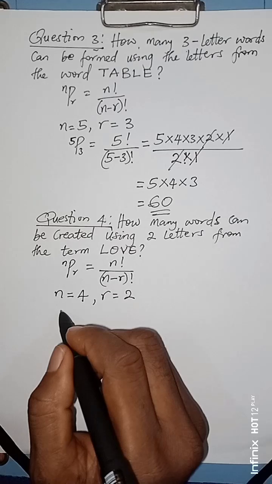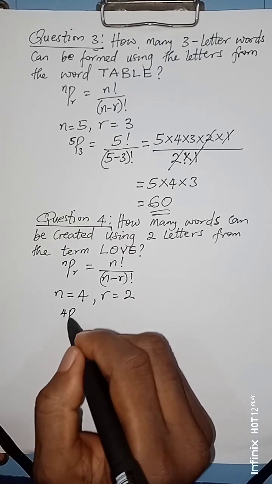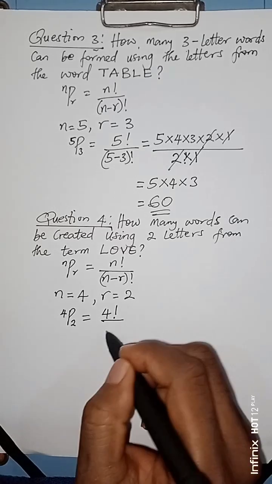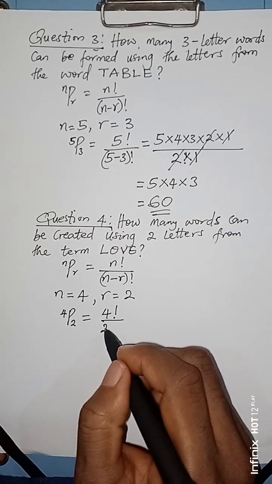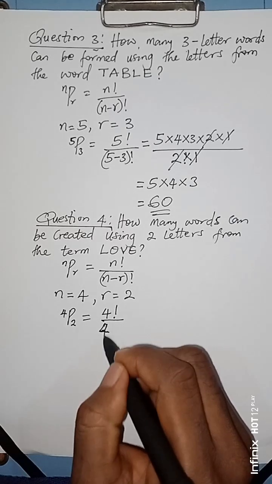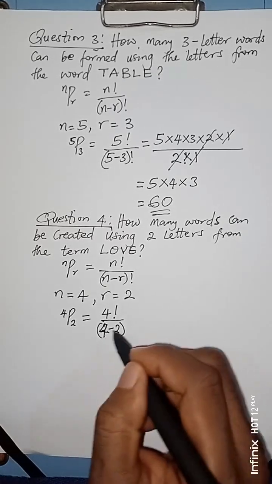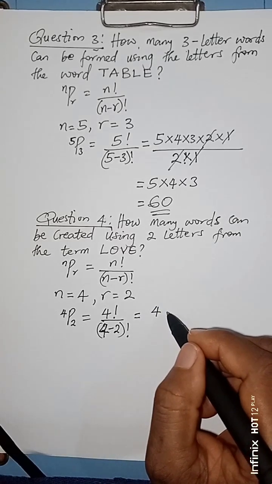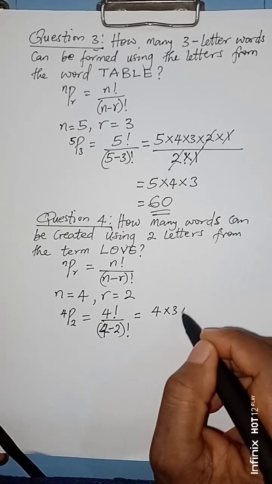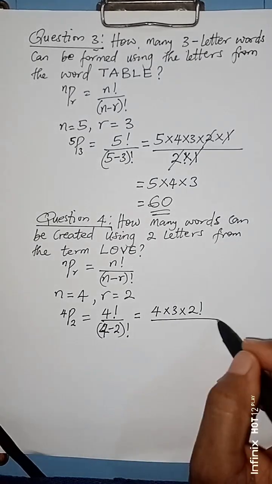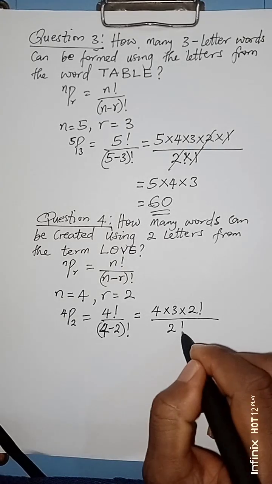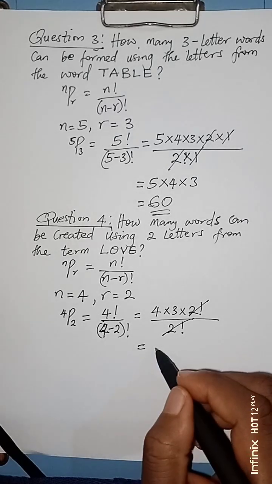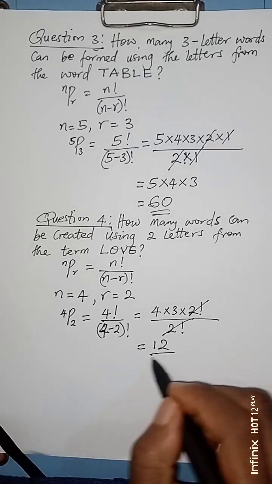And this will give us 4P2 equal to 4 factorial over 4 minus 2 in bracket factorial. So this will be 4 factorial, which is 4 times 3 times 2 factorial, over 4 minus 2, which is 2 factorial. So the 2 factorial can cancel out the 2 factorial, and this will be 4 times 3, that gives you 12.